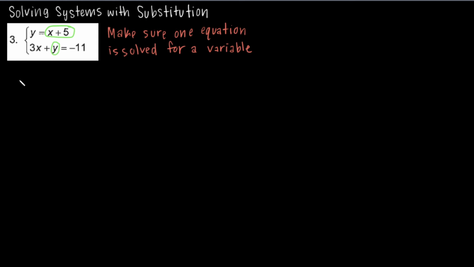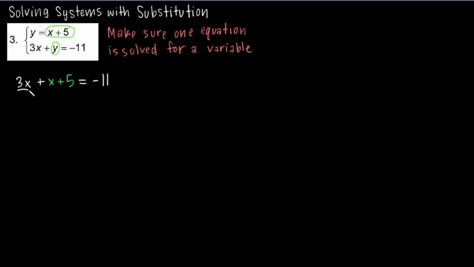So let me rewrite that equation: 3x plus, and then this is where y would go, equals negative 11. And again, instead of writing y, we're going to write, let me try that again, in green here, plus x plus 5 equals negative 11. So now we're going to go ahead and solve like normal. We have just x's in this equation. We are going to solve for x.